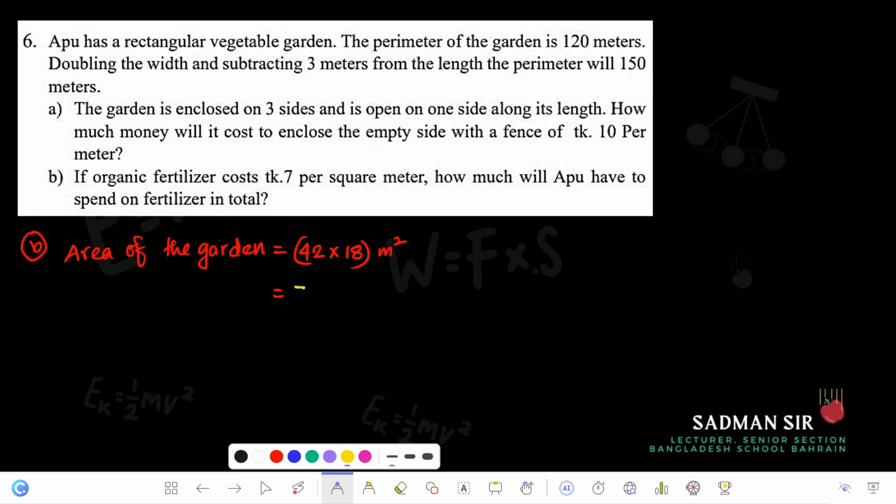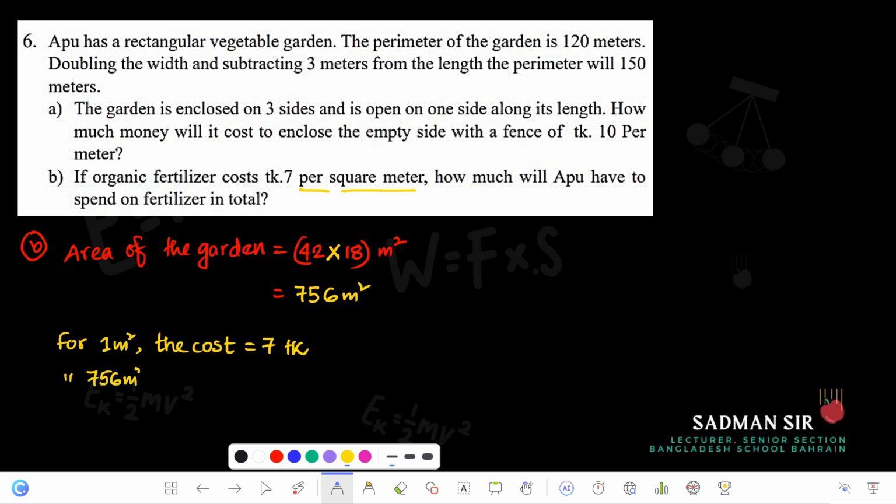We have 756 square meter. Oh, this 5 is looking like 6. Gets some confusion. 756. Okay. So for 1 meter square, how do I know that it is 1 meter square? Because they are saying per square meter. Per means 1. So for 1 meter square, the cost will be 7 taka.